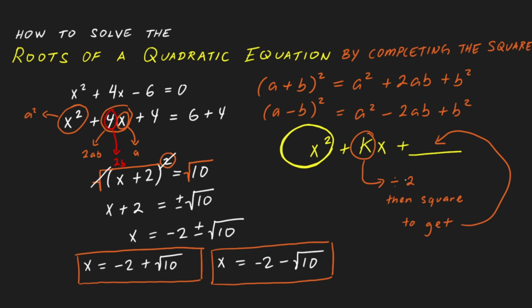Okay? So this method only works if you don't have a coefficient for x, or the coefficient is 1. And that is how you solve for the roots of a quadratic equation by completing the square.